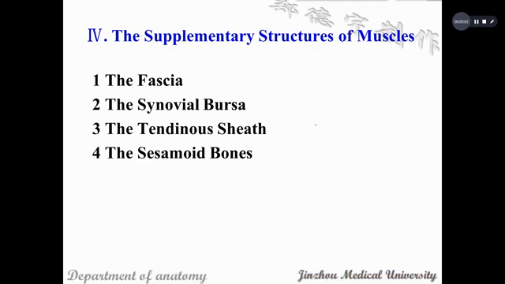Welcome back. Let's continue to introduce the supplementary structures of the muscles. They consist of four kinds of structures: the fascia, the synovial bursa, the tendinous sheath, and the sesamoid bone. Let's introduce them one by one.